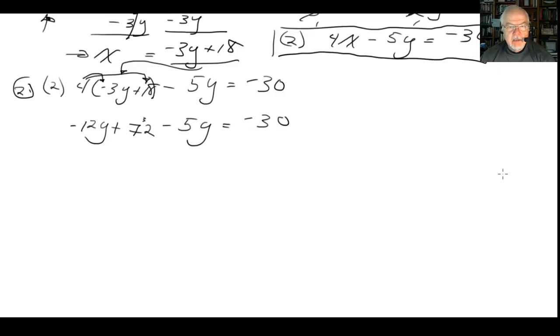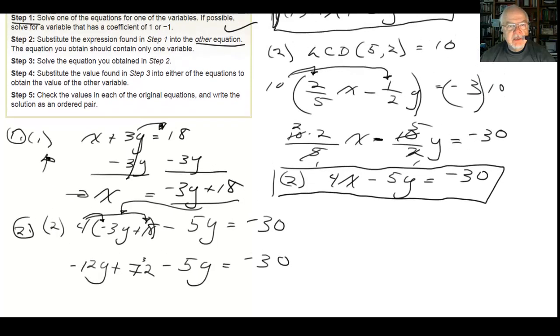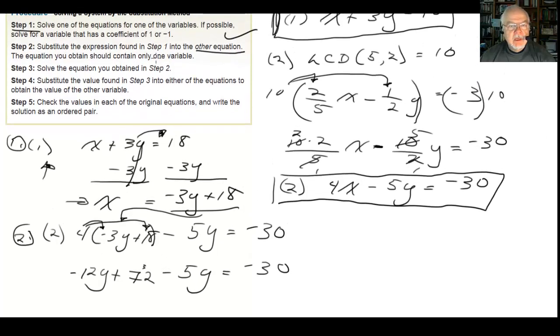All right. Let's just check. Do we finish that? Substitute. The equation should give you one variable. And the one variable I have is y. So we're done with step number 2. So now we move on to step number 3.